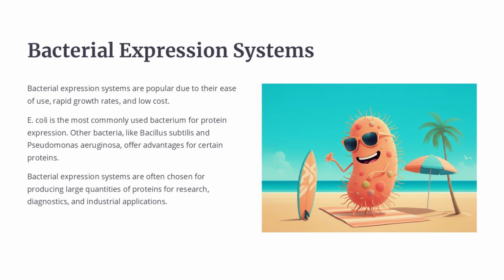The image on the right shows an E. coli cell, which is the most widely used bacterial expression system. Bacterial expression is a powerful and flexible tool for producing recombinant proteins at scale.